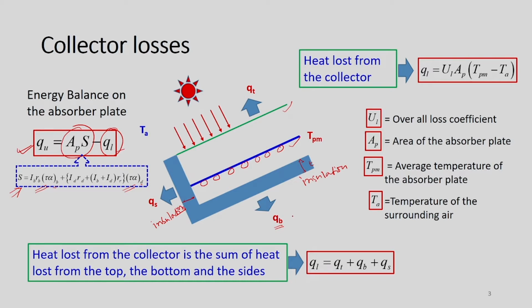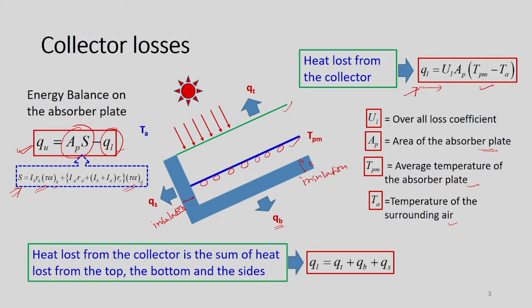So, this Ql, that is the heat loss from the collector, can be estimated using this expression if we know UL, Ap and Tp minus Ta. What is UL? It is the overall loss coefficient, and Ap is the area of the absorber plate, and Tpm is the average temperature of the absorber plate, and Ta is the temperature of the surrounding air or ambient air temperature. Once you know these values, then straight away you can calculate Ql, right?